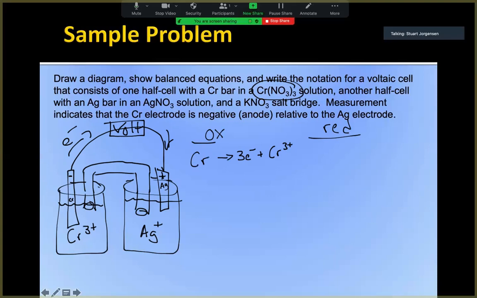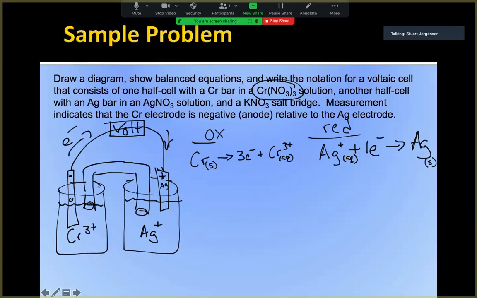Cool. Our reduction reaction: we've got our silver ions in solution. The electrons are flowing over to that cathode. We've got to reduce, right? We've got to gain some electrons to then turn into our silver. If we think about our state symbols, we're starting with solid chromium, splitting off into aqueous solution. At the cathode, on the reduction side, our silver ions are actually going to plate out as a solid on our cathode, on our positive electrode.